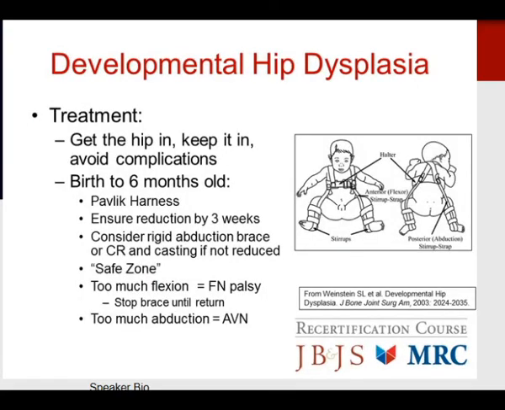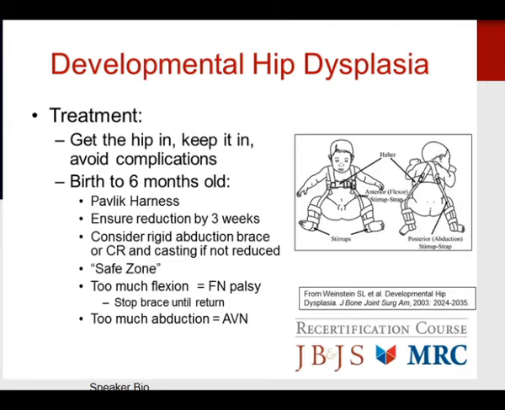The treatment of hip dysplasia, in essence, is to get the hip in, keep it in, and avoid complications. In the child between birth and 6 months of age, the mainstay of treatment is the Pavlik harness. However, it's critical that reduction be obtained by 3 weeks in the harness. If the harness is continued with the dislocated hip, it can lead to so-called Pavlik harness disease or erosion of the posterior acetabulum. If the hip is not reduced by this point, you can consider rigid abduction bracing or closed reduction and casting.